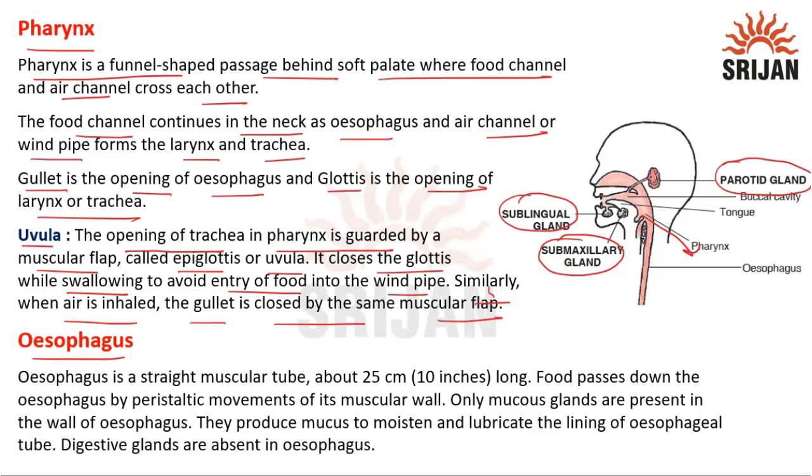Then esophagus. The esophagus is a straight muscular tube about 25 centimeters or 10 inches long. Food passes down the esophagus by peristaltic movements of its muscular wall. Only mucus glands are present in the wall of the esophagus. They produce mucus to moisten and lubricate the lining of the esophageal tube. Digestive glands are absent in the esophagus. So here this is the esophagus or food pipe.